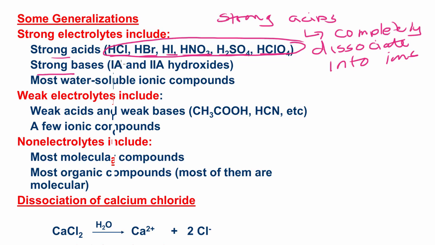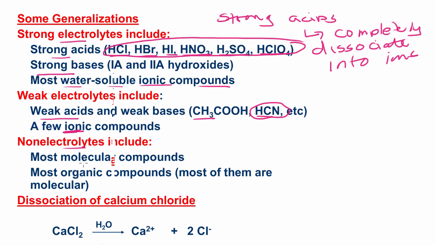Strong bases. These are groups 1A and 2A hydroxides. So potassium hydroxide, sodium hydroxide, these are strong bases. And they're strong electrolytes. They completely dissociate in water. Most of our water-soluble ionic compounds, our salts, are also strong electrolytes. Weak electrolytes include weak acids, like acetic acid and hydrocyanic acid, and there are some very few ionic compounds. We'll talk about those later.